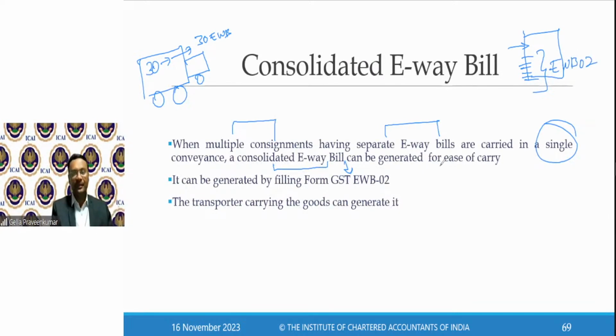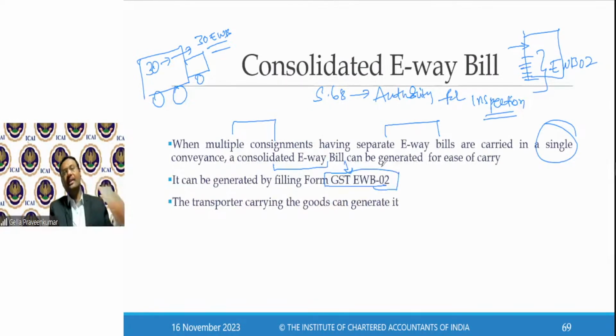So why is this required? As per Section 68, there is an authority for inspection. When the officer wants to inspect the vehicle, he has to verify all 30 e-waybills individually. Instead of that, if this e-waybill 02 alone is there, using e-waybill 02 the officer can easily verify these particular transactions. This is what we need to understand.